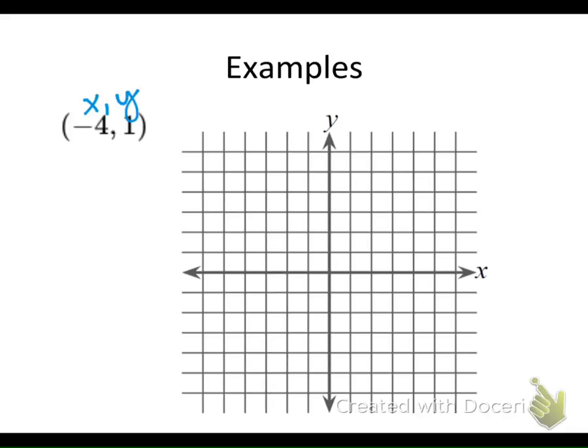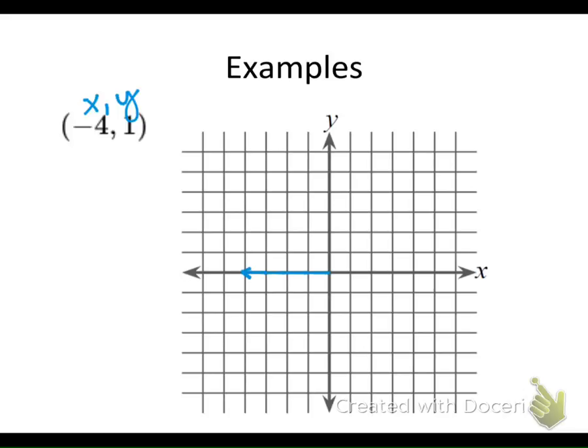So, Devontae, where do I start in order to plot this ordered pair? Anytime I graph, where do I always start? The origin. Now, x is -4. So am I going to move left or right on my x-axis? Left. So I'm going to go over 4 spots. So 1, 2, 3, 4.